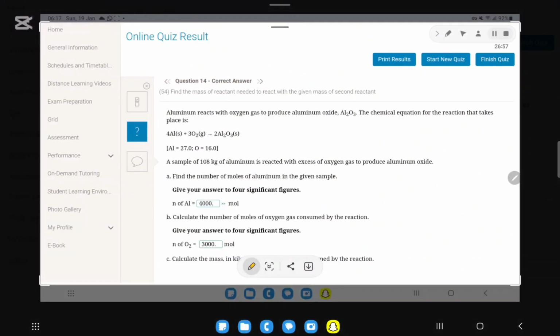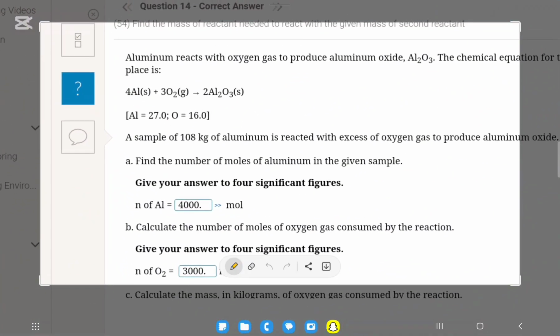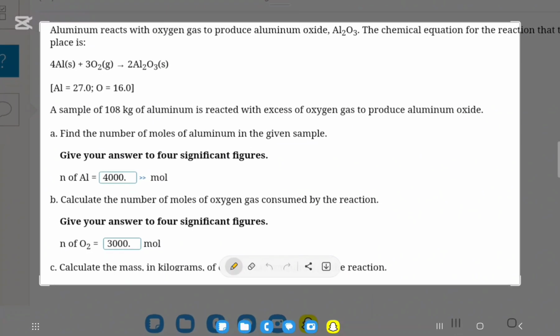Aluminum reacts with oxygen gas to produce aluminum oxide, Al2O3. The chemical equation for the reaction that takes place is 4Al plus 3O2 produces 2Al2O3. A sample of 108 kilograms of aluminum is reacted with excess oxygen gas to produce aluminum oxide. Find the number of moles of aluminum in the given sample.